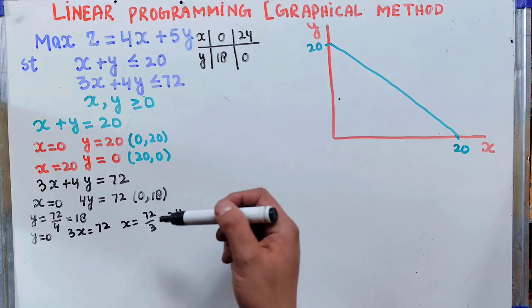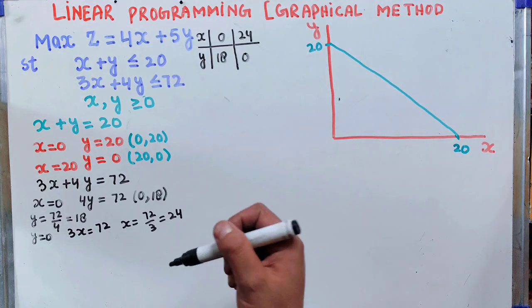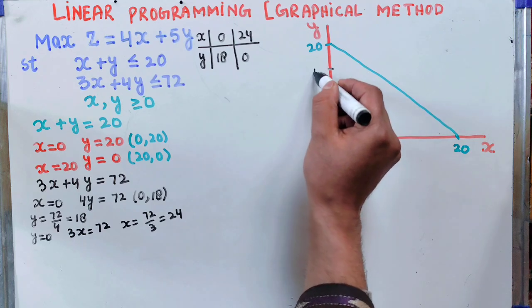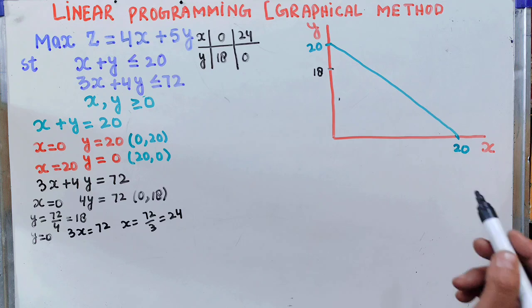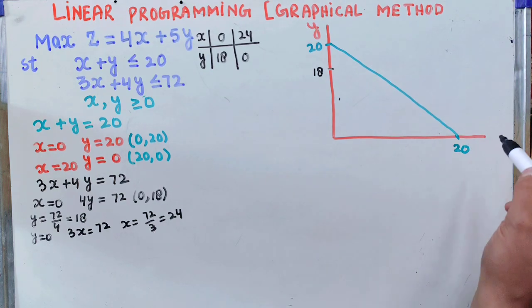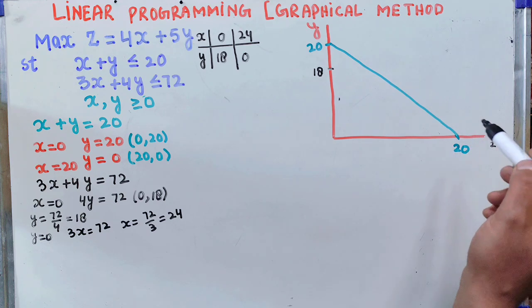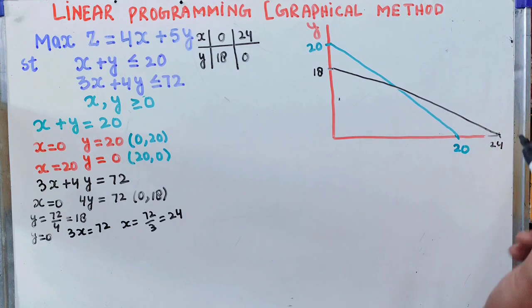Now we need to draw the coordinates on the graph. When x is equal to 0, y is equal to 18. Let us say this point denotes 18, and when y is equal to 0, x is 24. Let us say this point shows us 24. Because here it is 20, it will be to the right of 20. So our equation will look like this.